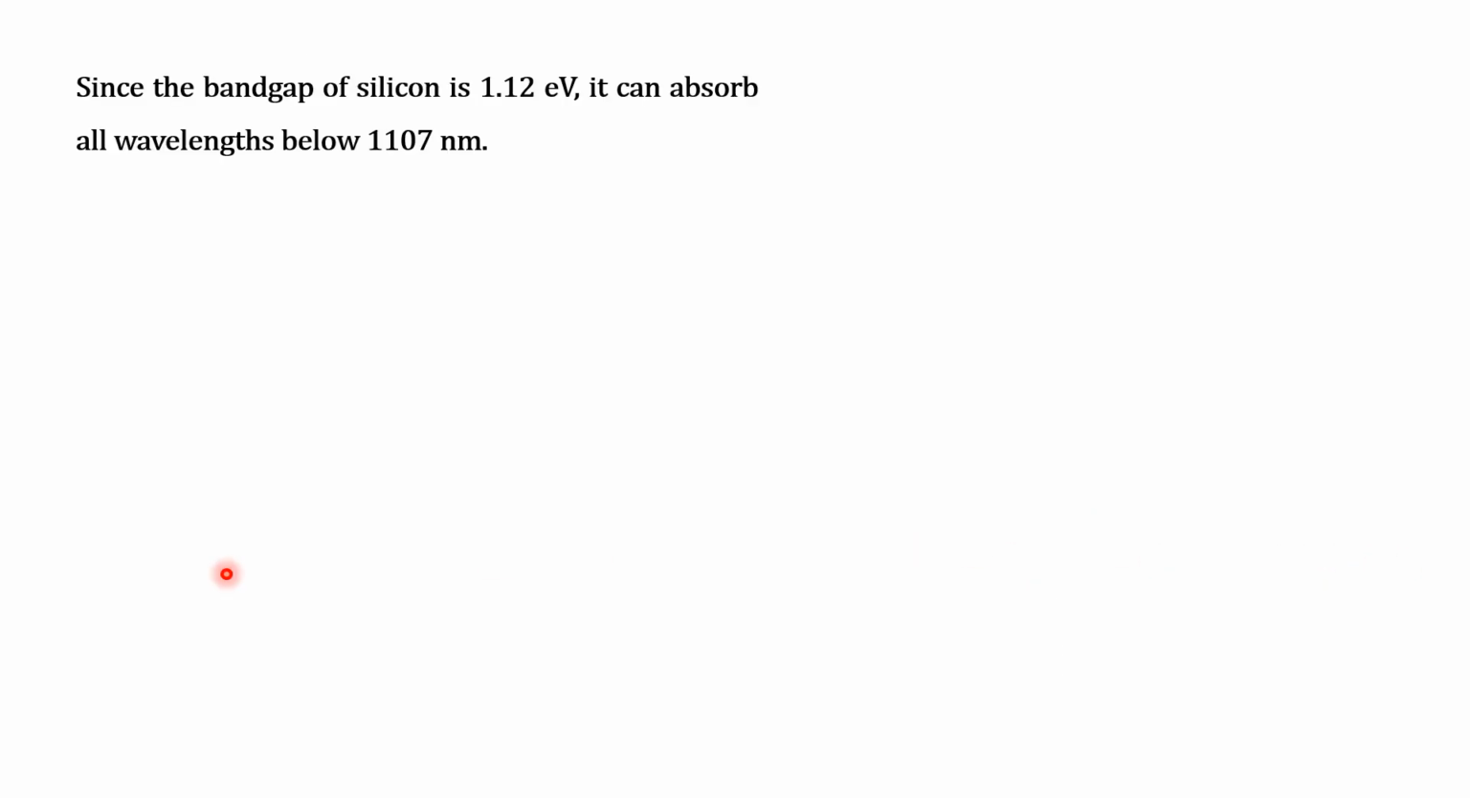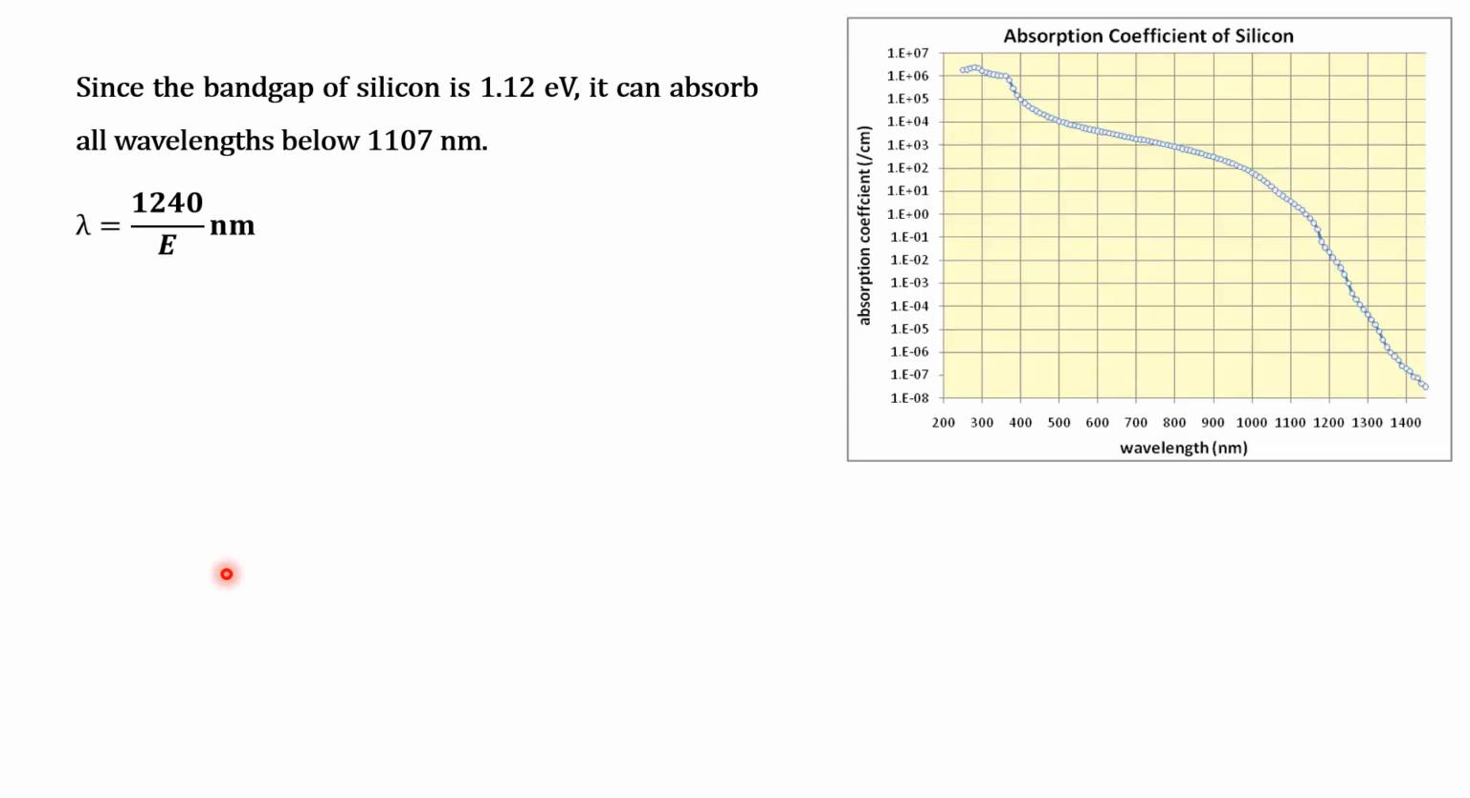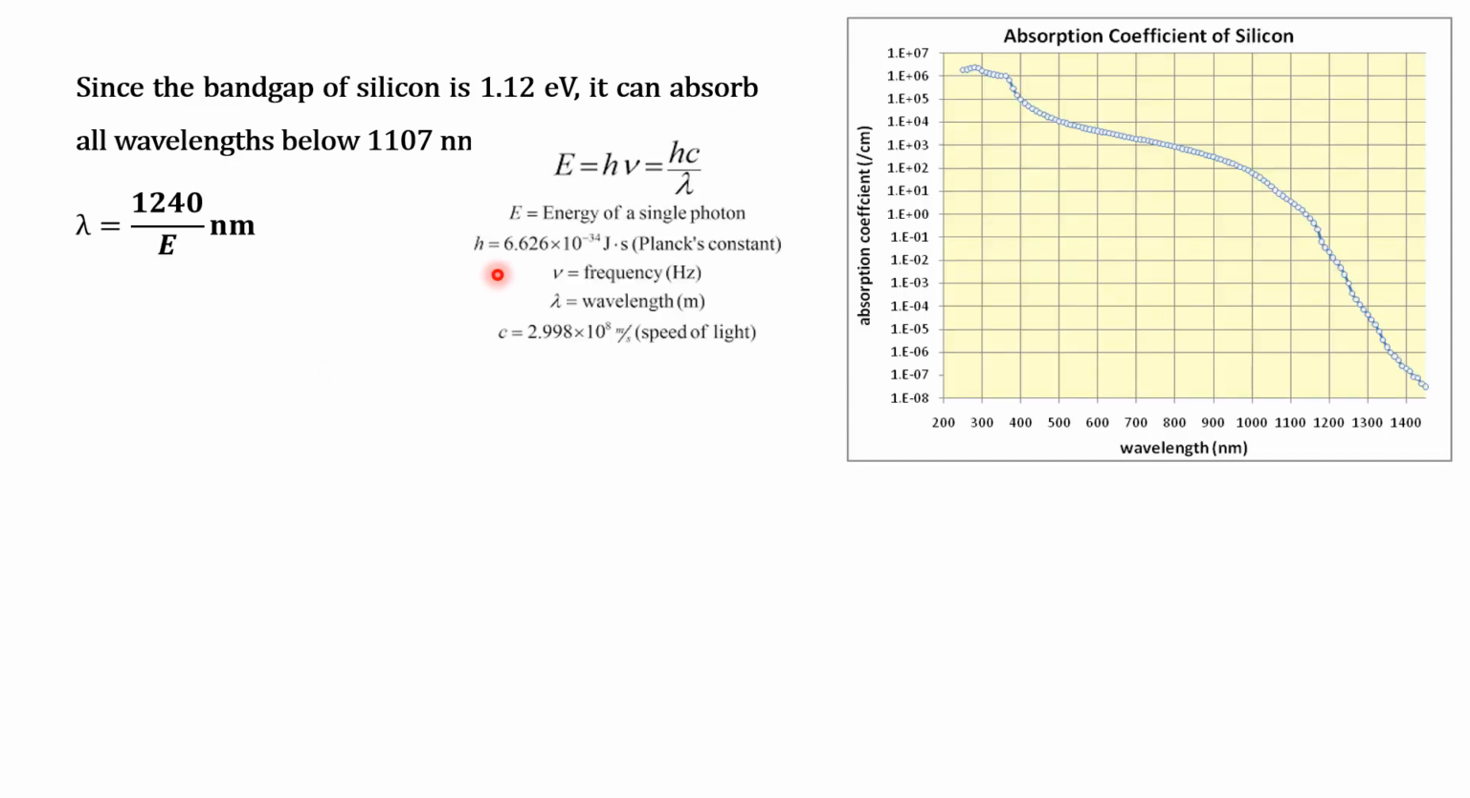Which equation will we use to find the relationship between energy and wavelength? E is equal to h nu. From E is equal to h nu, we can write nu as c by lambda, so E is hc by lambda. This hc is a constant, 1240, where E will be in electron volt and lambda will be in nanometer.